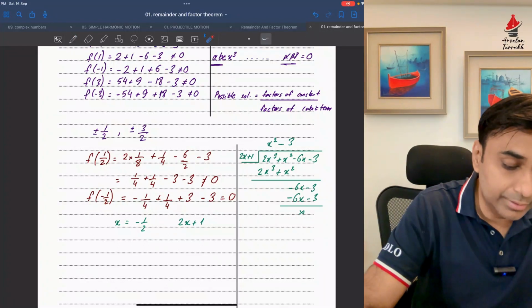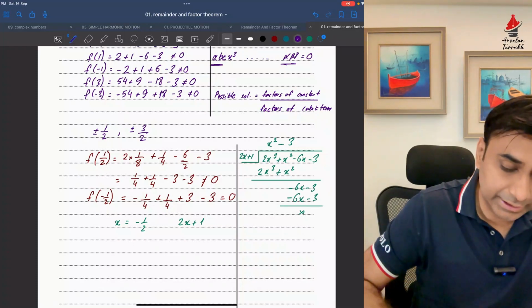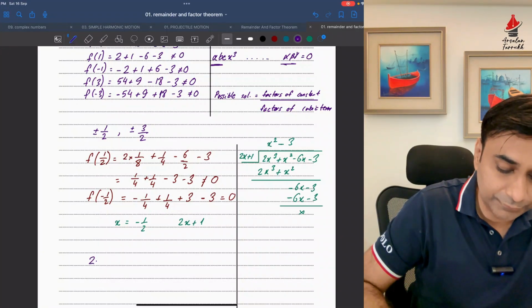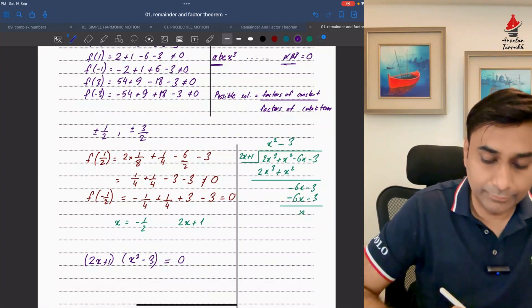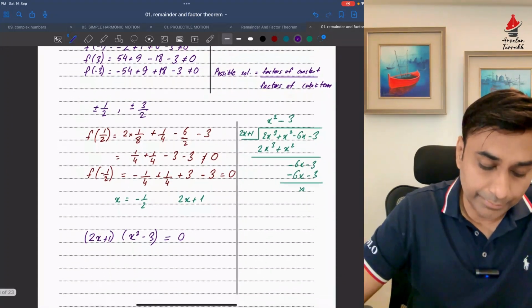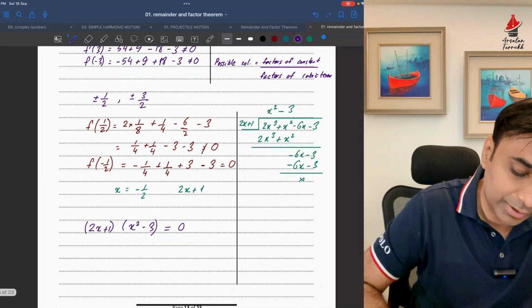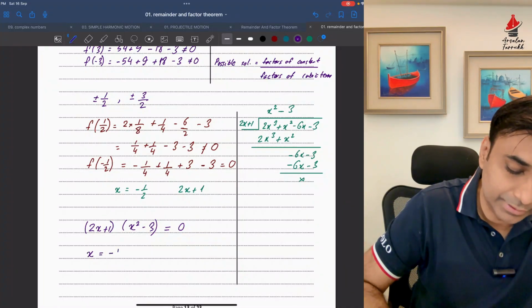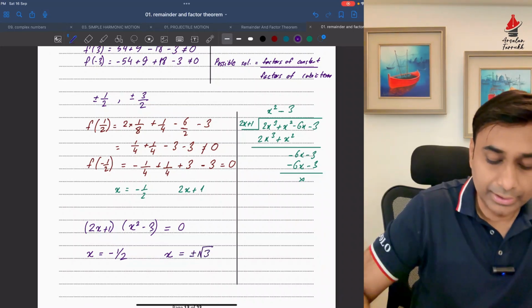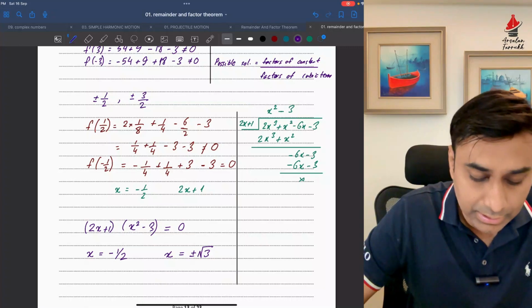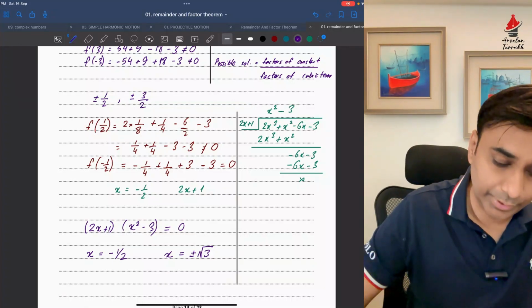So from my working till this particular point, I've found out that one of the factors is 2x plus 1, and the other factor is x square minus 3. And this is basically equal to 0. Now, that tells me that one answer is x equals negative half, and the other answer is x equals plus minus root 3. And these are going to be my three answers of this particular cubic equation.